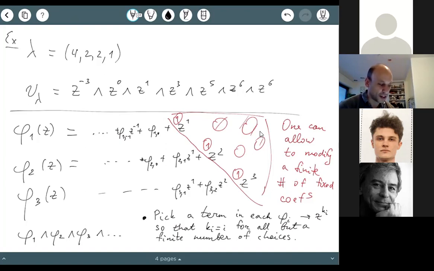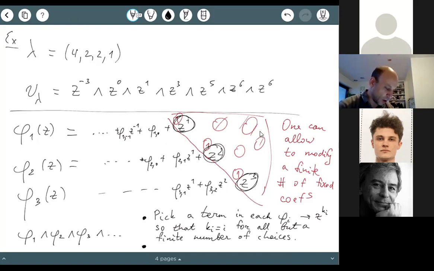So you see, there is the canonical choice, the simplest choice. If I just choose the last term of every phi, then when I do the wedge, I will just obtain the vacuum vector. If I just do z one wedge z two wedge z three, I will just obtain the vacuum vector. So now I'm picking any coefficients from any phi, but I modify this choice only in a finite number of places. So in this case, I will obtain a correct sequence that will land me in the semi-infinite wedge.